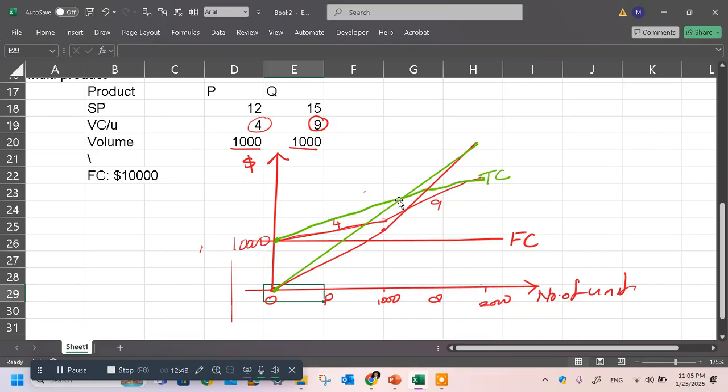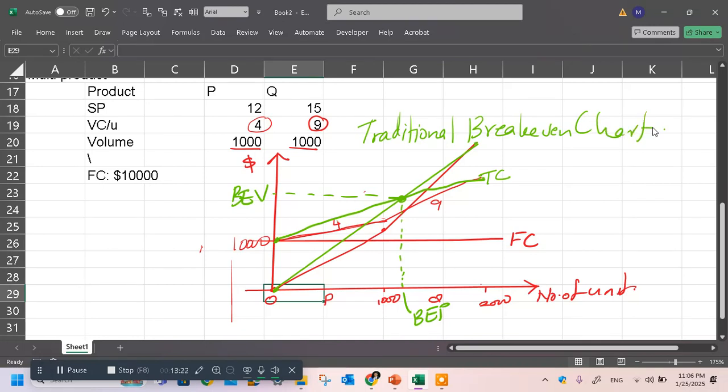Clear? Our assumption usually is this green thing. What is it? The products are sold at constant ratio. Then this point reflects the break even. Find here, this will be the break even point. And find the value on the y-axis. That will be the break even value. Clear? This is what we do for multiple products. What is the name of this graph? Traditional break-even chart.